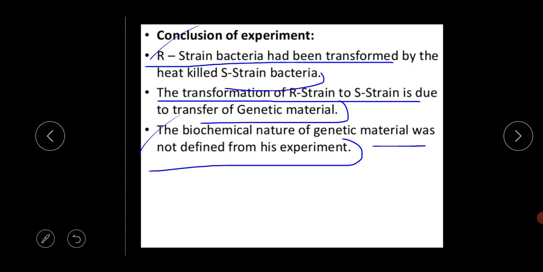So we need to know the biochemical nature of the genetic material. The Griffith effect gradually became known as transformation and turned out to be the first step in the identification of the genetic material. But the chemical nature of the transforming particles was not proved. Actually, he discovered the transformation procedure of the genetic material, but he could not identify its biochemical nature. So this is the failure of his experiment.